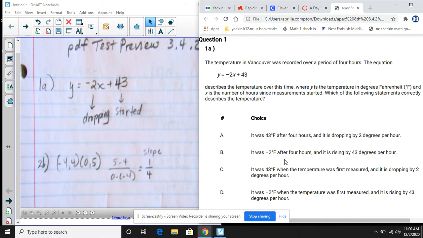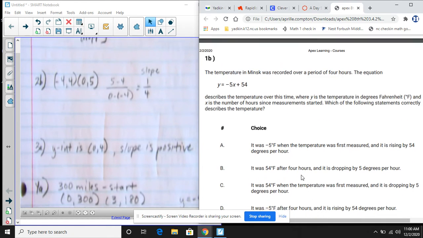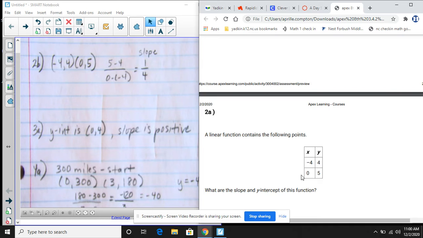So for this answer, we need one that says 43 is where it started, which is C, it looks like. It was 43 degrees when the temperature was first measured. That's where it began, and it's dropping 2 degrees per hour. Okay, so there's 1A.